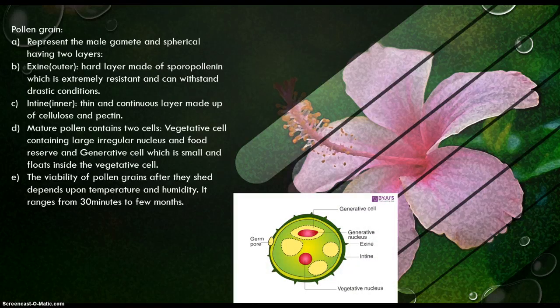You can see the diagram of a pollen grain. The outer layer is known as exine, the inner protective layer is known as intine. Then we have the generative cell inside that particular pollen grain, and we have a vegetative nucleus. The whole cell is known as the vegetative cell. Inside that vegetative cell we have the generative cell.